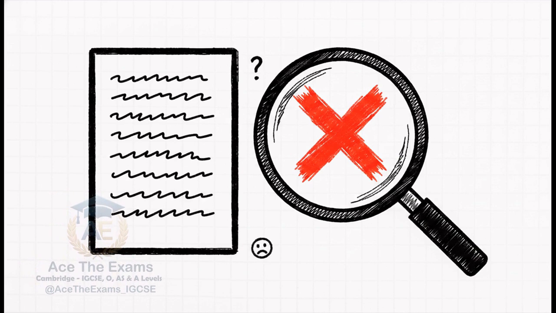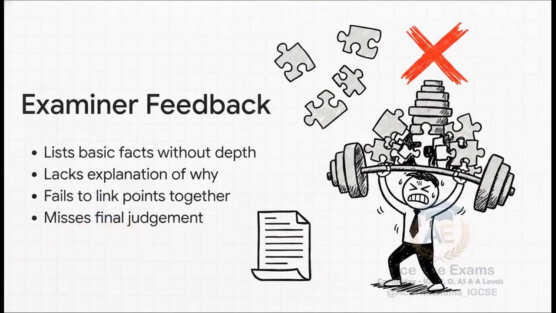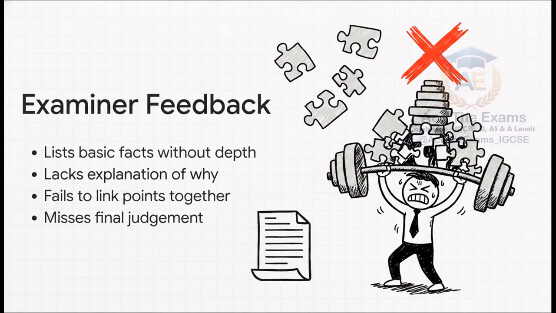Let's break down exactly why this drops the ball. Here is the brutal reality of the examiner feedback. This answer simply lists basic facts with absolutely zero depth. It entirely lacks the explanation of why a feature actually matters to a business. It completely fails to link the points together, and it misses the final judgment entirely. Honestly, if you write like this, you're leaving the examiner to do all the heavy lifting, and they absolutely will not give you top band marks for that.